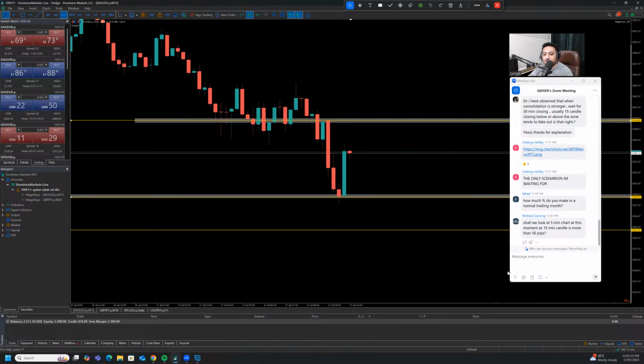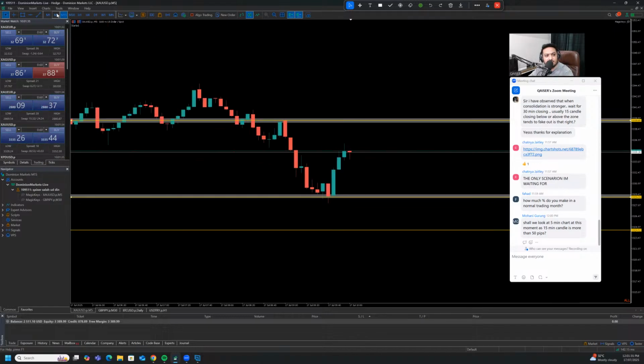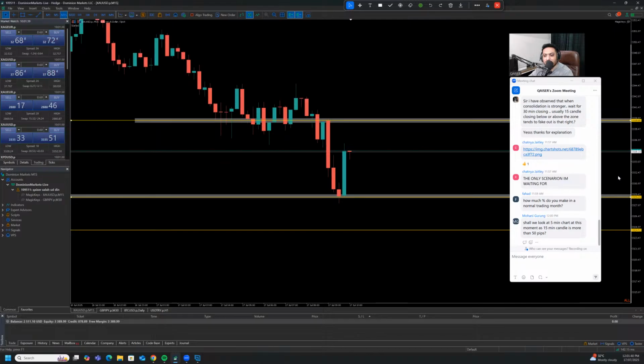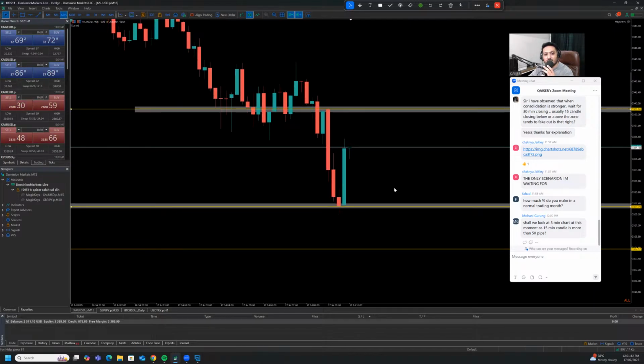All right. Shall we look at the 5 minute chart at this moment? The 15-minute candle is more than 50 pips. No, we just don't need the 5 minute time frame chart right now. It's okay to stick with the 30 minute at least.